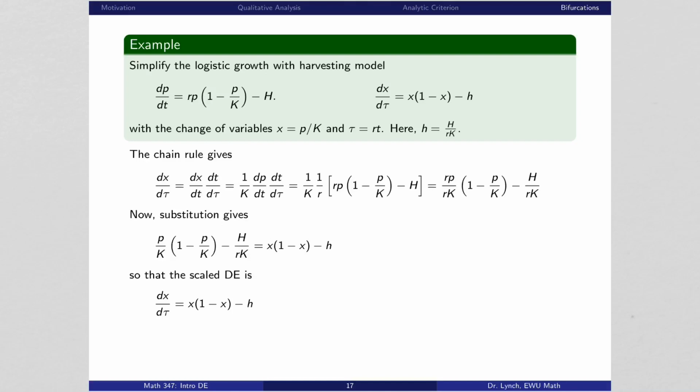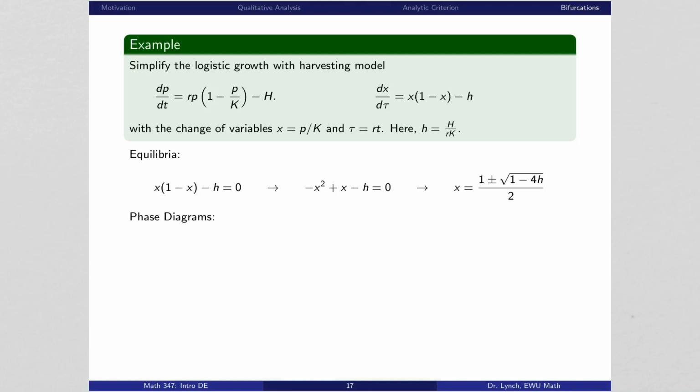dx/d tau looks like a quadratic with a negative term that honestly resembles our original differential equation, which was dP/dt equals a quadratic minus some harvesting term. As we'll see in a minute, bifurcations of this new model end up being equivalent to bifurcations of our old model. So we can have a look at equilibria of this differential equation. Equilibria of the x equation are values of x for which x times (1 minus x) minus h is 0. Just apply the quadratic formula to identify that those are 1 plus or minus the square root of 1 minus 4h, all divided by 2.